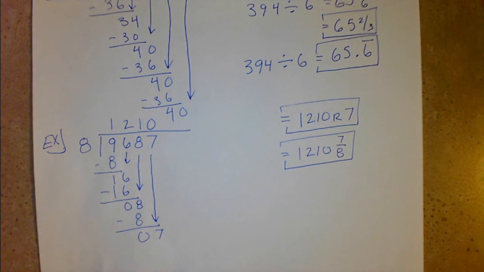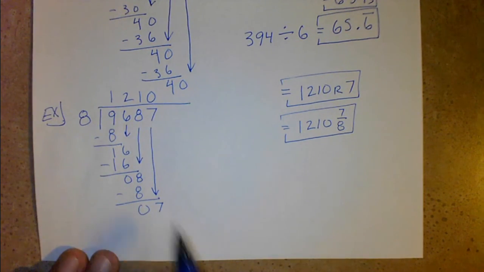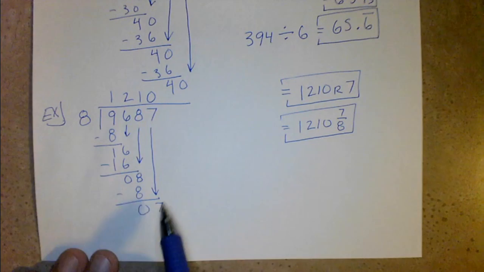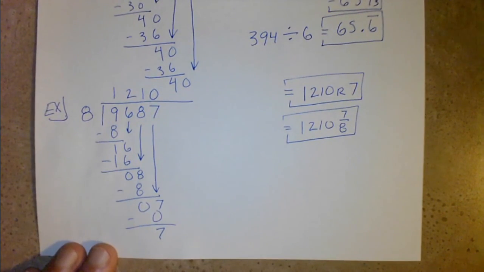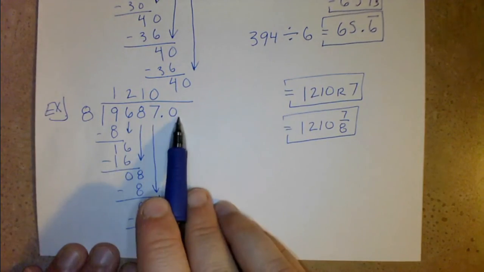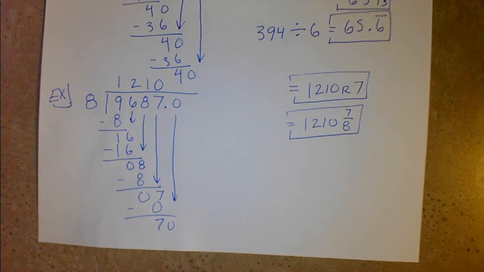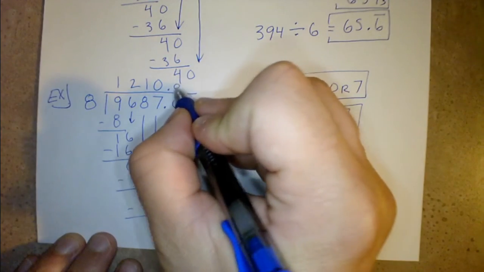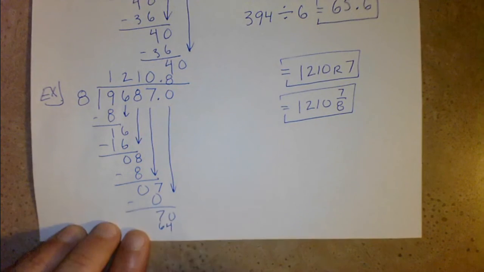Or, if you want a decimal representation, I did jump the gun a little bit because I didn't really finish out my process. I knew 7 was going to be the remainder, but 0 times 8 is 0, and I subtract, and then I get the remainder of 7. Now, if I wanted a decimal representation, I put that 0.0 at the end here, bring down that 0. How many times does 8 go into 70? That's going to be 8 times, because 8 times 8 is 64.